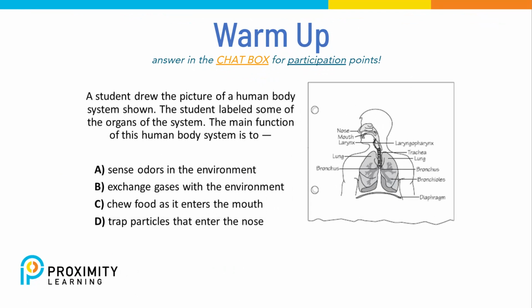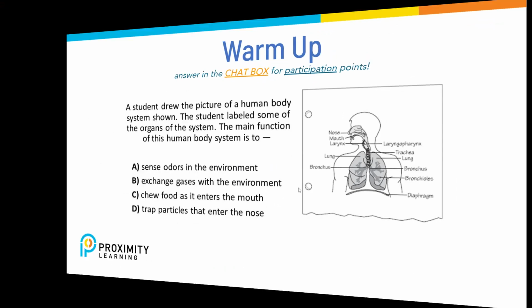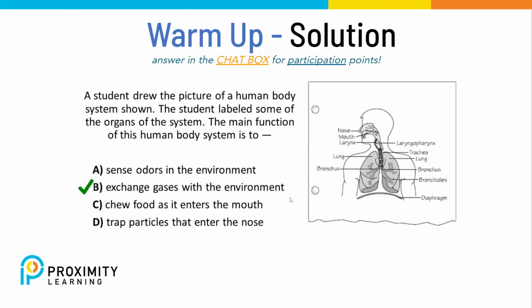A student drew the picture of a human body system shown. The student labeled some of the organs of the system. The main function of this human body system is to... And I'll pause for you to answer in the Zoom chat box. If you chose B, exchange gases with the environment, you are correct.